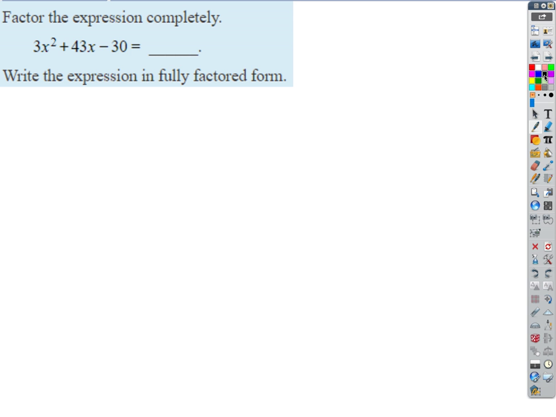What's the first thing we're going to try to do? We're going to try to factor out a greatest common factor. Can we? No. We can't. 3 goes into 3 and negative 30, but doesn't go into 43. So we're stuck with this one the way it is. Okay, so we've got 3x squared plus 43x minus 30. What's next?